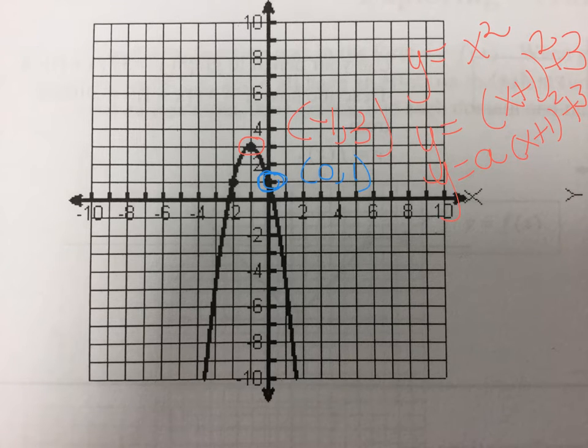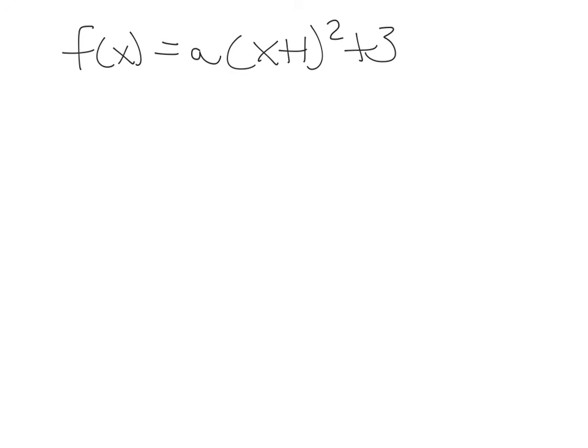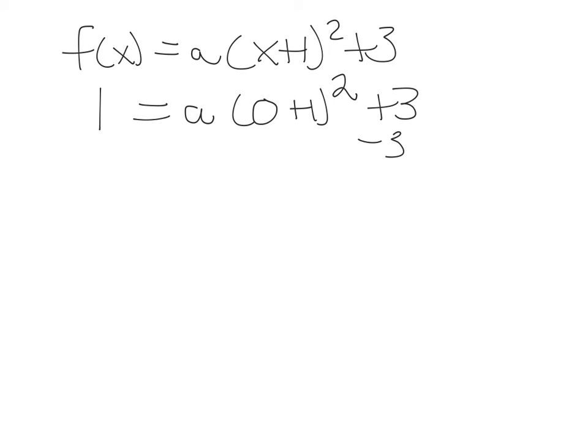So on the next page, I'm going to work this out. So again, we had f of x equals a times (x plus 1) squared plus 3. We're going to plug in our beautiful ordered pair 0, 1. So I have 1 equals a times (0 plus 1) squared plus 3. And I'm just going to use my algebra skills and solve. Subtract 3, and -2 equals a times 1.